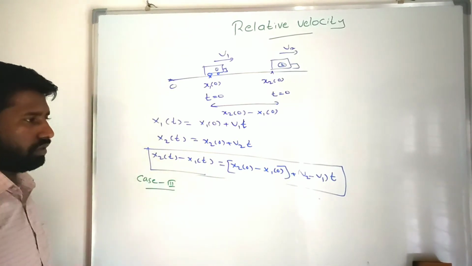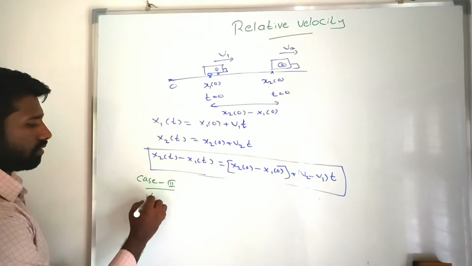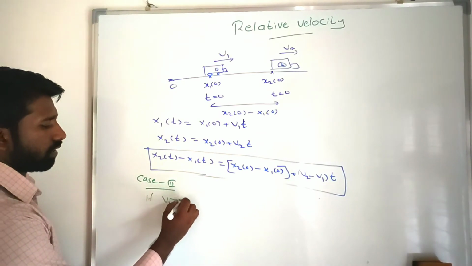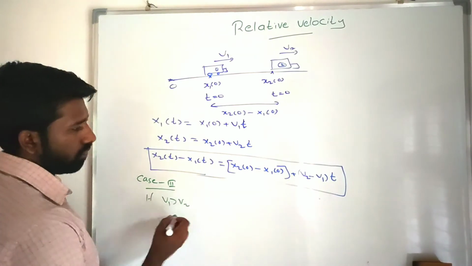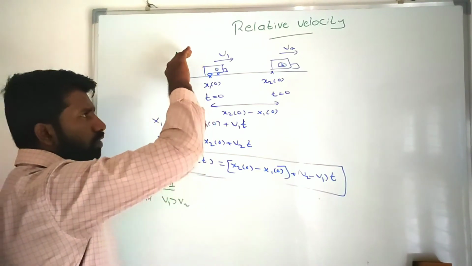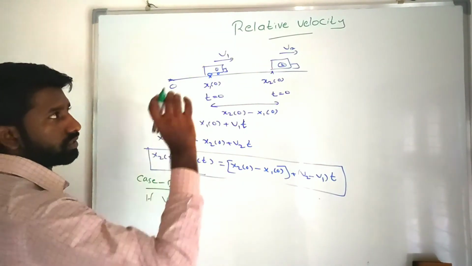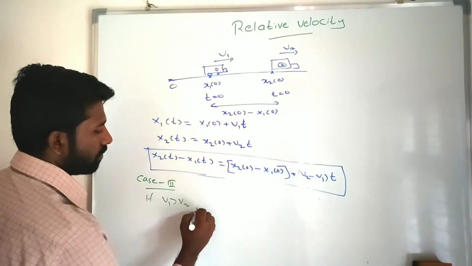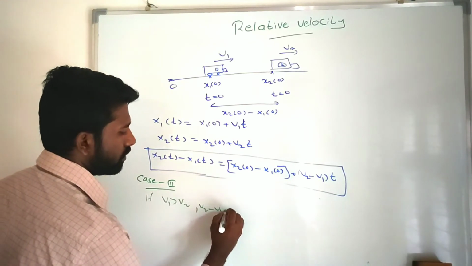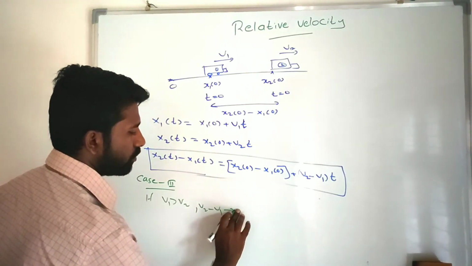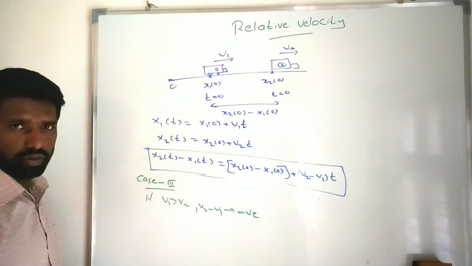Case 3. I am considering V1 greater than V2. If V1 is greater than V2, that means the first body is moving faster than the second body. So what about this term? V2 minus V1 becomes a negative value.